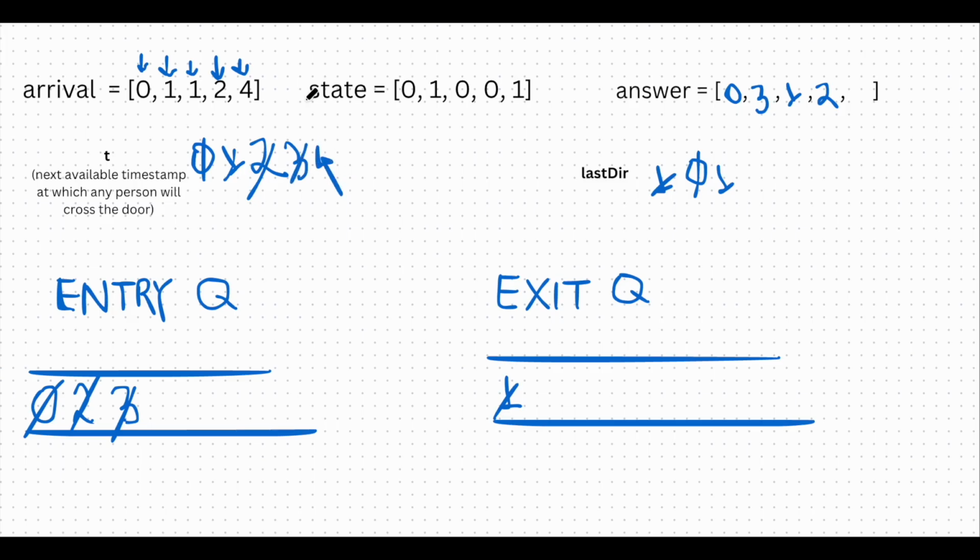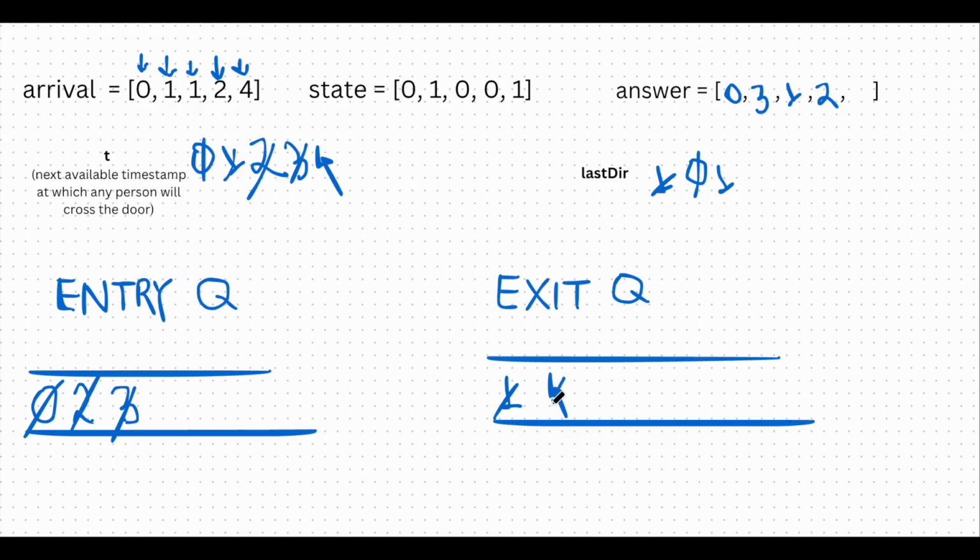Now this has become the same as this, so this person will become the potential candidate, and we will push that person based on the state. We will push that person in the exit queue, so the index is 4. Now we have iterated through the array. After we have iterated, there still may be some people in the queue, so based on the last direction being 1, we will first check the exit queue. So yes, there is one person at index 4 which can go at t equals 4.